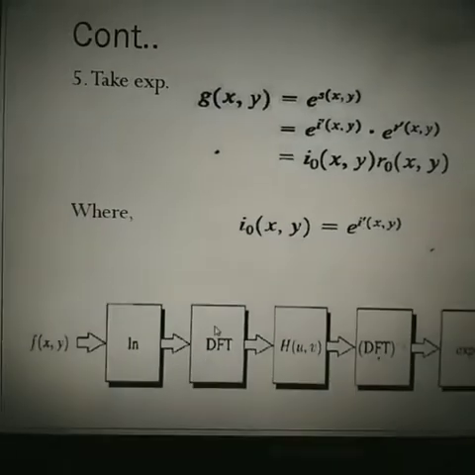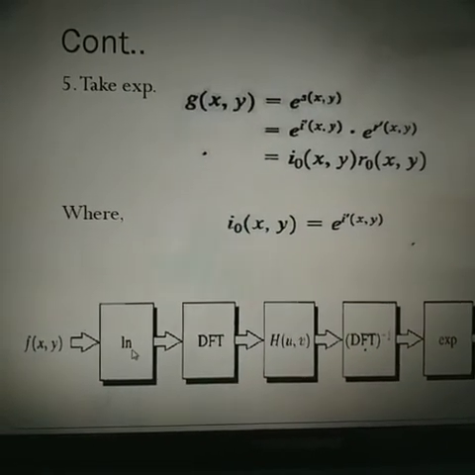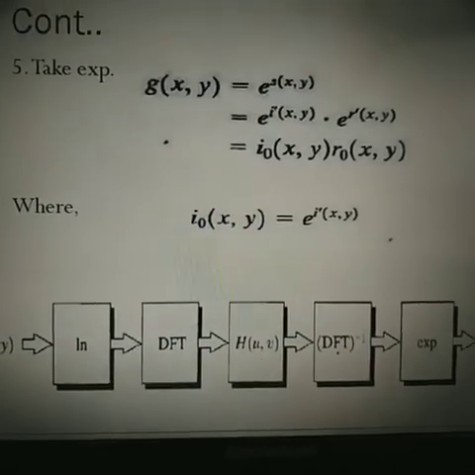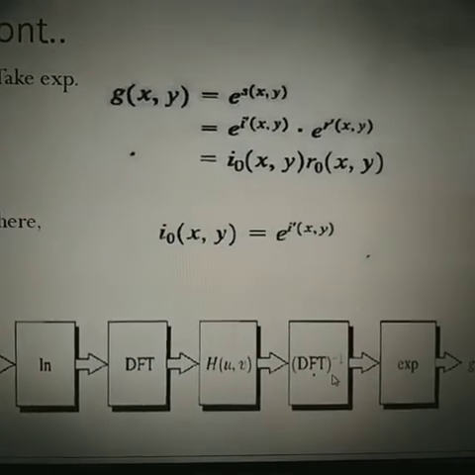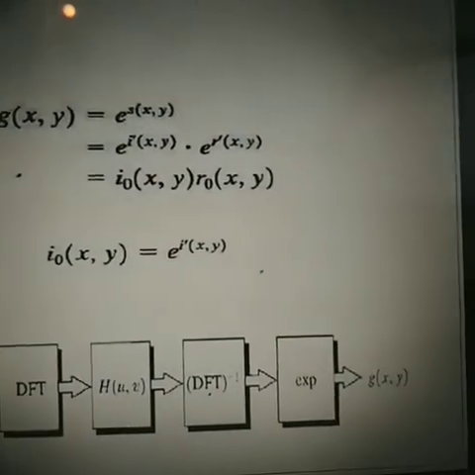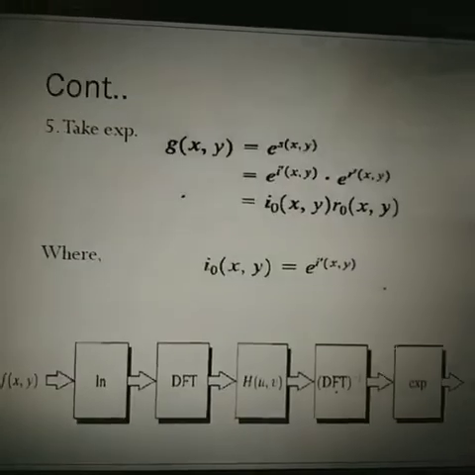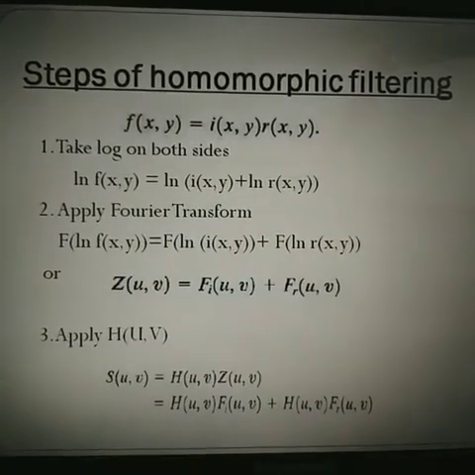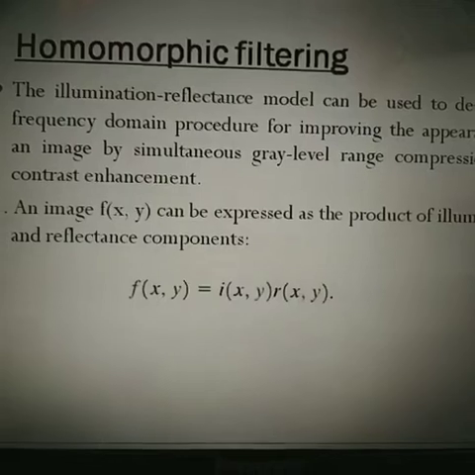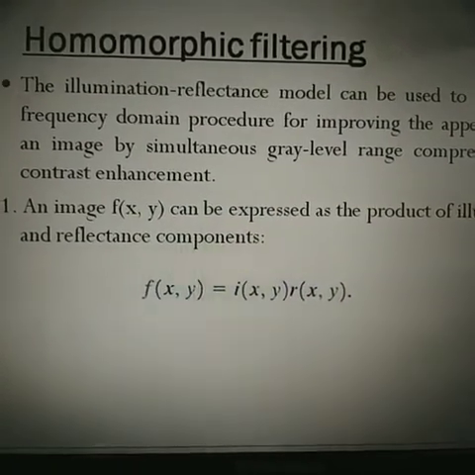So we are taking the actual image, then apply the log, then apply the Fourier transformation, apply the filter, then again the inverse Fourier transformation is to be applied, take the exponent, and we get the enhanced image g(x, y). So all these are the steps for homomorphic filtering. So go through all these steps and complete this process. With this we have completed the module, that is, the restoration process.